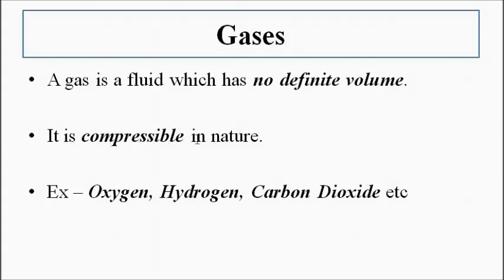The mass per unit volume in gases is not constant. That's why they are compressible in nature, and to a very large extent. That's why you will find that large quantities of gas can be compressed into one very small space, because the density is not fixed, the mass per unit volume is not fixed. Now the examples are oxygen, hydrogen, carbon dioxide, etc.